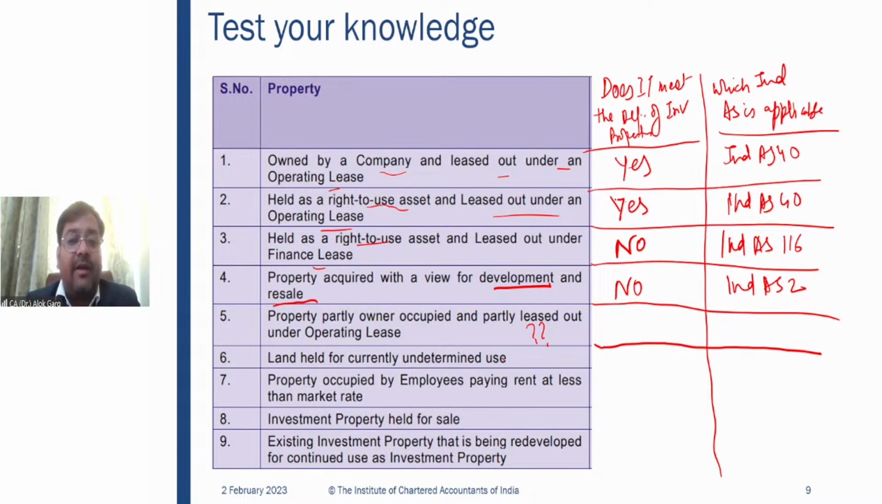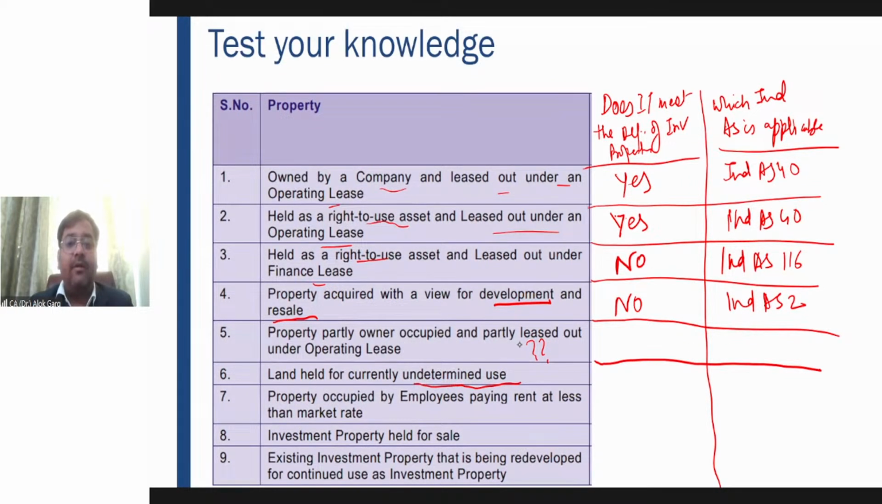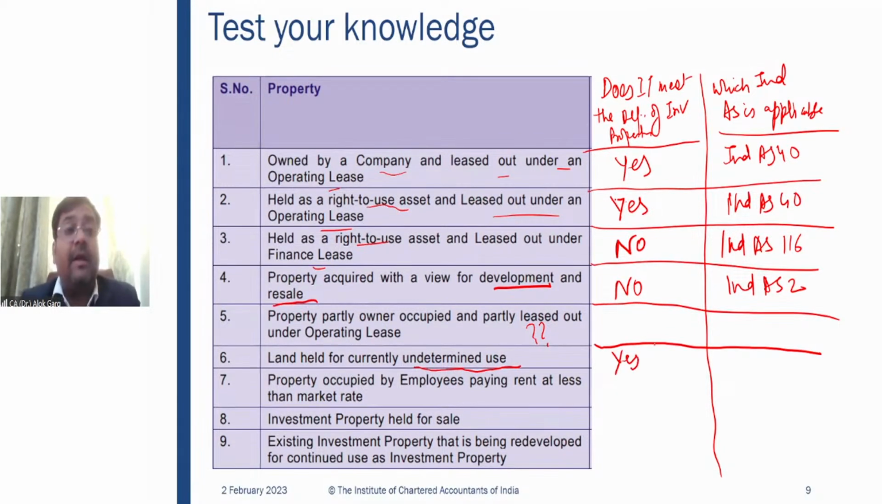Land held for currently undetermined use. Is it meeting the definition of investment property? Yes or no? Land held for currently undetermined future use. If it is held for currently undetermined future use, the future use is not determined. It means it will be considered as held for capital appreciation. So yes, it will be Ind AS 40, right?